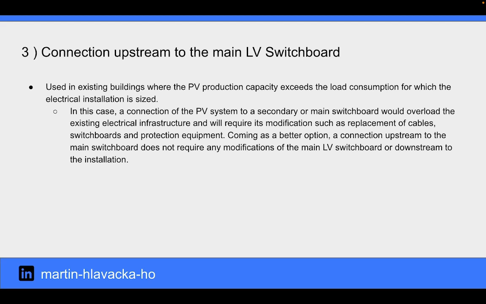Coming as a better option, a connection upstream to the main switchboard does not require any modifications of the main LV switchboard or downstream to the installation.